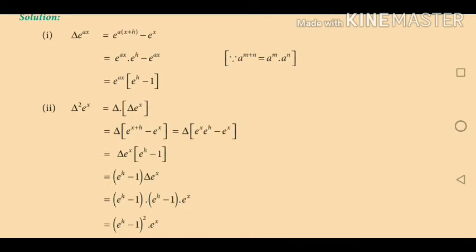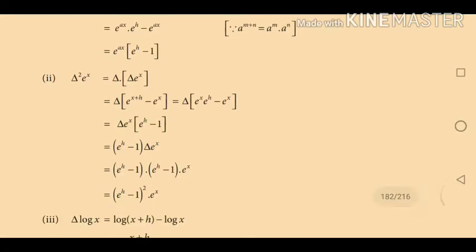Delta e power x is nothing but e power x plus h minus e power x. Therefore, delta e power x equals e power x into e power h minus e power x, taking e power x as common. Therefore delta e power x equals e power h minus 1, into e power x.